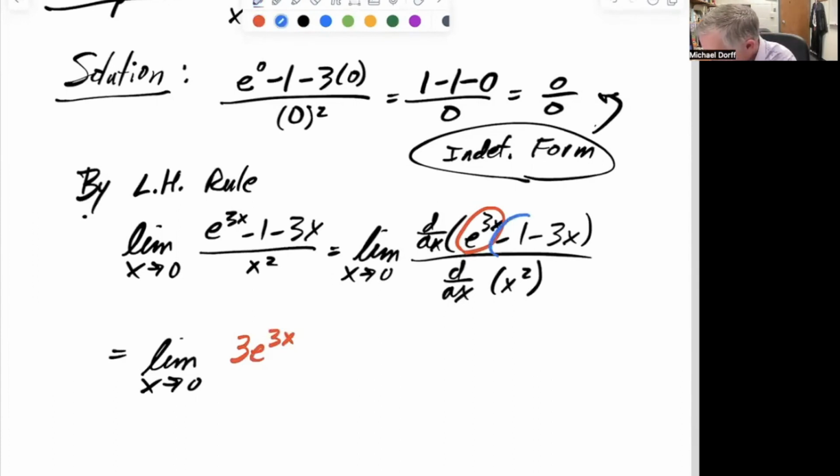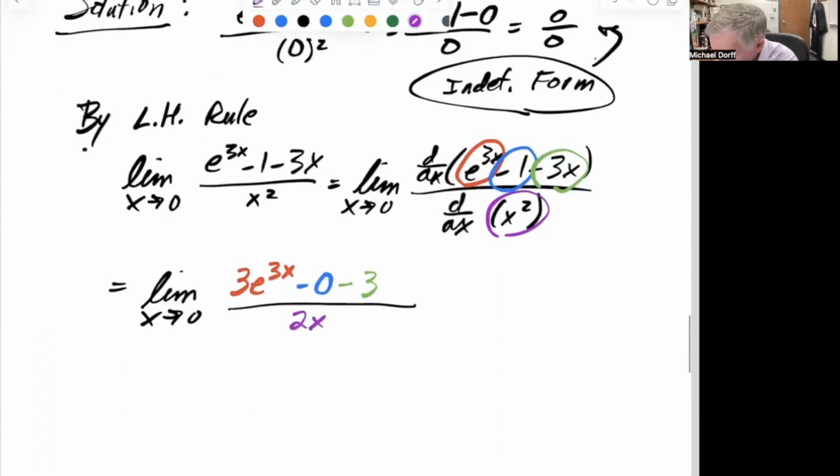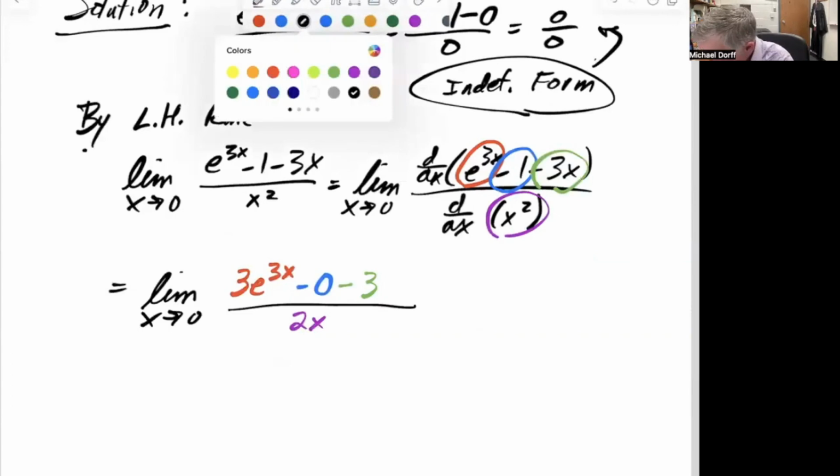And then the derivative of minus 1 is going to be 0. And then the derivative of minus 3x is going to be minus 3. And then in the denominator, derivative of x squared is going to be 2x. So now we evaluate the limit. When I do that, what do I get?